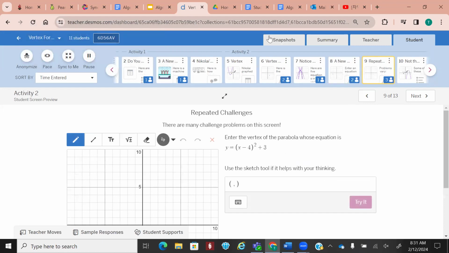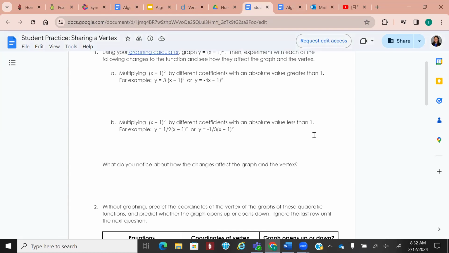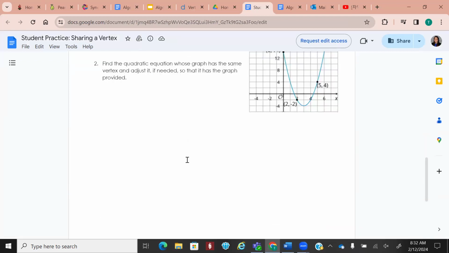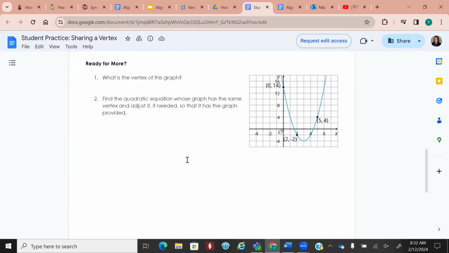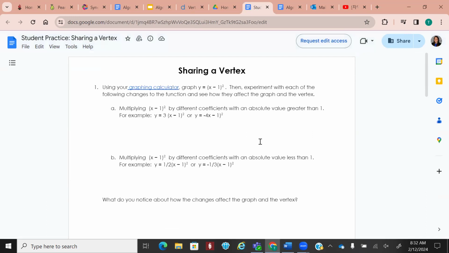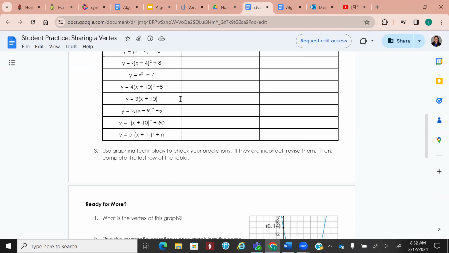All right, so on your paper, you should have that paper, sharing a vertex. What I want you to do is complete the front. It shouldn't take you more than 10 minutes. We have about 10 minutes left in class, so you should be able to do all these questions. The coordinates, telling me whether it's opening up or down, all of that. You're going to turn this in tomorrow.